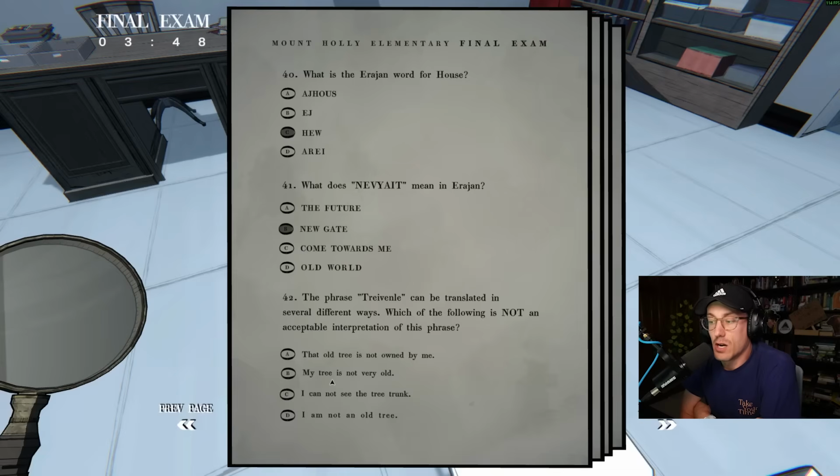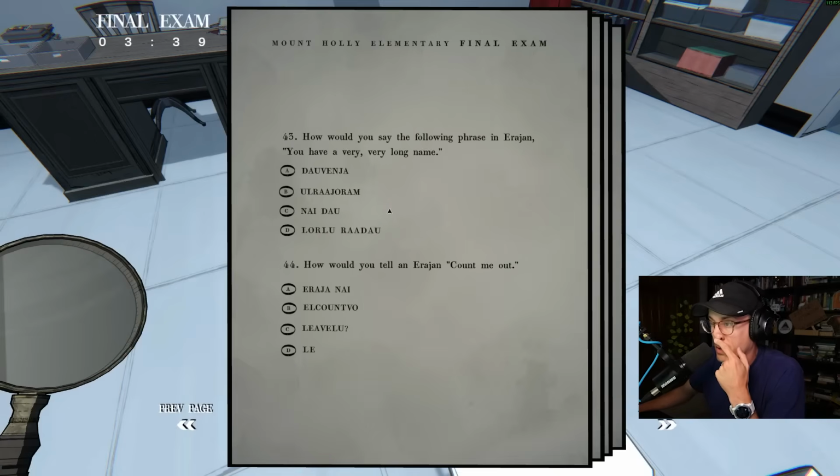I think tree trunk is wrong because it is not trunk. It is the end of the tree, not the beginning of the tree. So I think it is trunk. We have 3.5 minutes left to answer 3 questions. How would you say the following phrase in Arajan? You have a very, very long name.